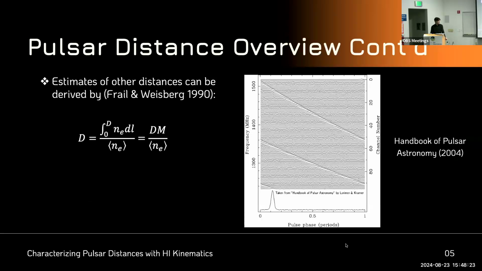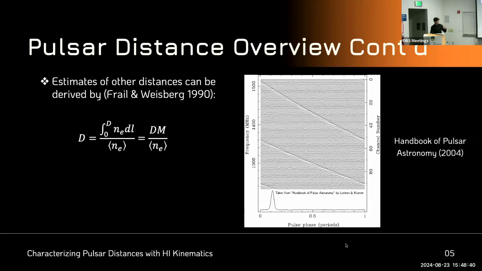You may be asking, what is this dispersion measure value? This is a frequency dependent time delay, where we observe higher frequencies arriving quicker to us compared to the lower frequencies emitted by the pulsar. And that can be shown in the figure on the right.